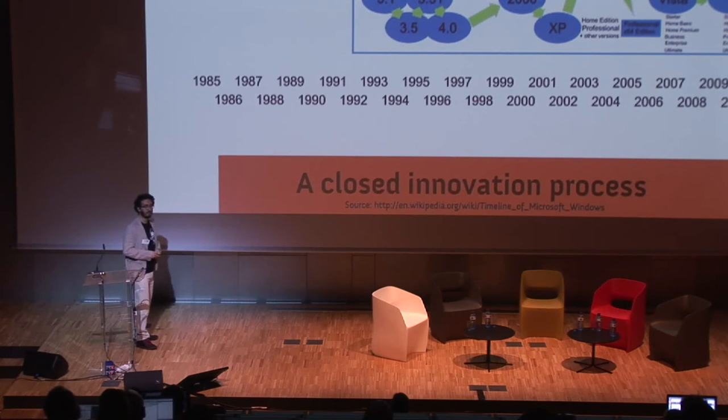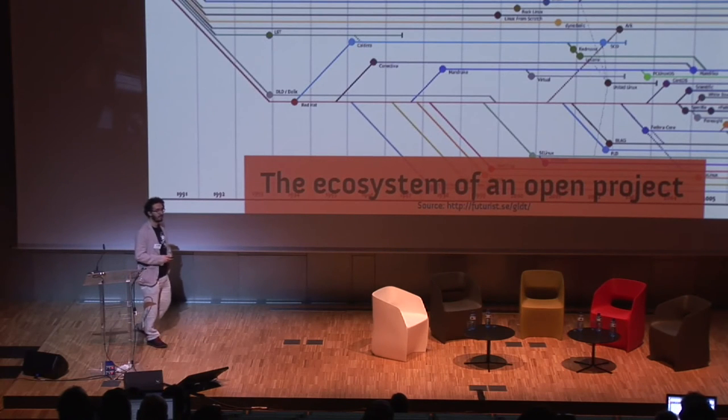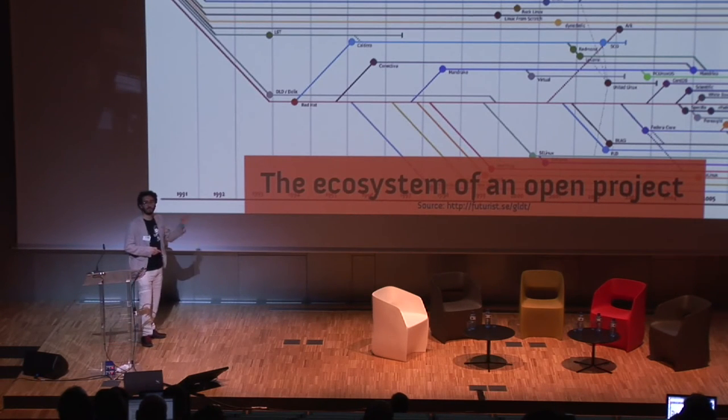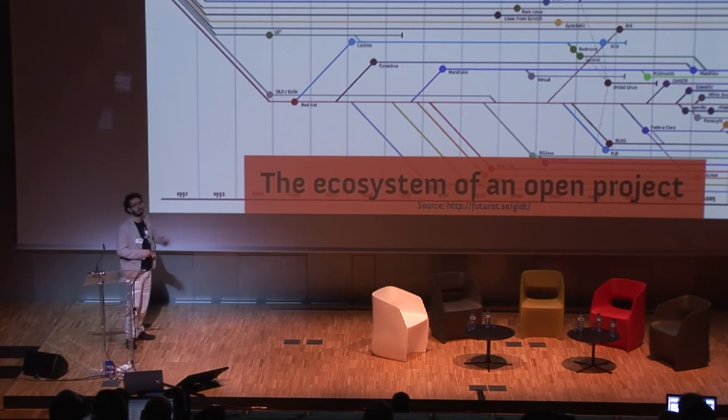But actually what you get with an open source system is completely opposite. So this is, for example, the development of Linux. It's completely opposite because you see from one project you have many more projects possible. It doesn't mean that all these projects are successful, but it means they can be. Of course, some of them are really successful, like Ubuntu, for example.